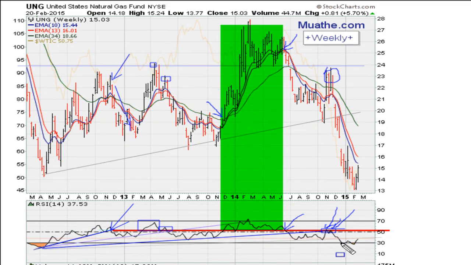So keep your line extensions, and there are multiple ways to look at the same chart from the RSI analysis perspective.